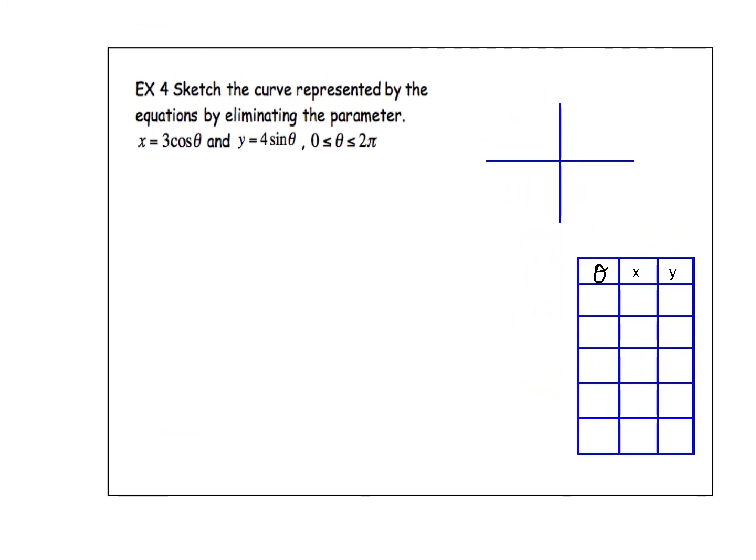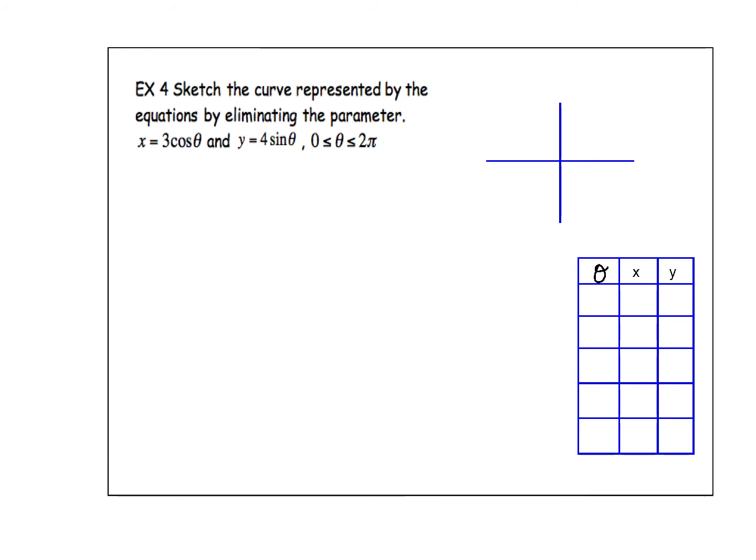All right, great. So this one is pretty similar, except now the coefficients in front of your cos and your sine are not the same. So what would you predict this one will end up being? An ellipse. Let's see. So let's do the parameters first, and then we'll convert it again.